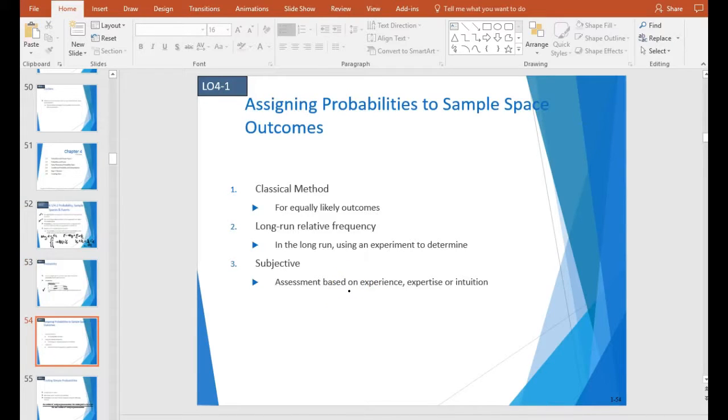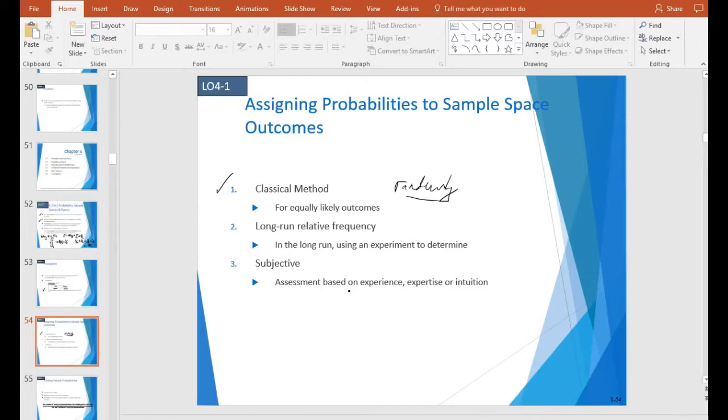So this gets us to assigning probabilities to a sample space. What we just talked about was an example of the classical method. Classical method is equally likely outcomes. This is generally going to be something that occurs randomly, like an equal weighted die, flipping a coin. Like each side is technically, or I guess theoretically, an equally likely outcome. So that's the classical method.